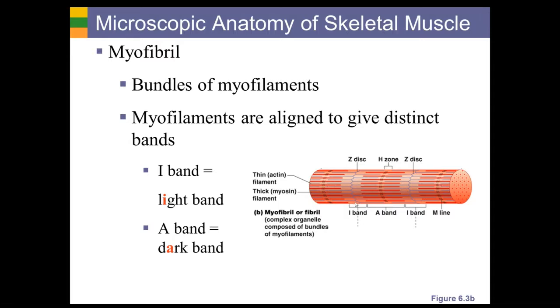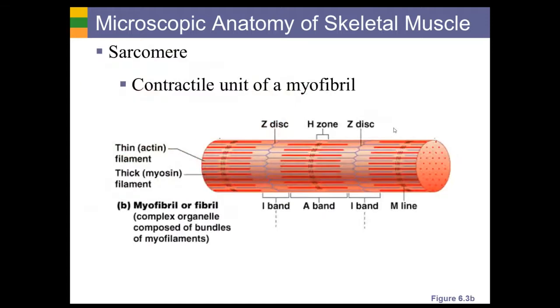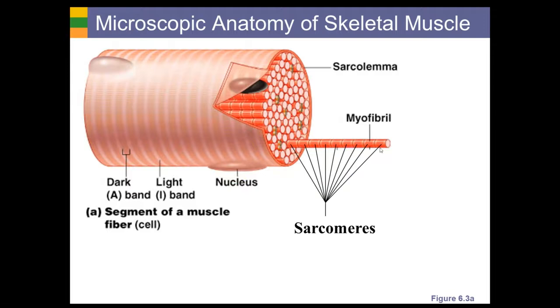Now, notice this myofibril is composed of subunits, which we call sarcomeres. So looking at this myofibril, if you look closely at it, you would see it's composed of these repeating units. Each of these units is referred to as a sarcomere. If a myofibril is a train, the sarcomeres would be like the boxcars. So a myofibril is composed of these repeating units called sarcomeres.